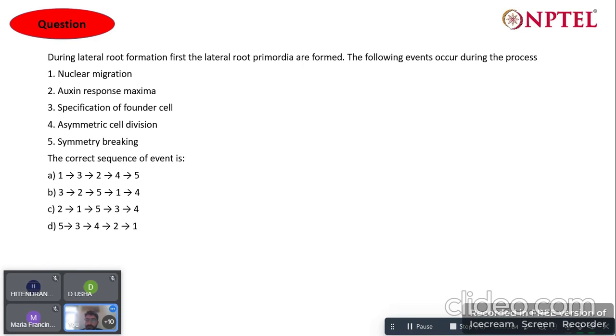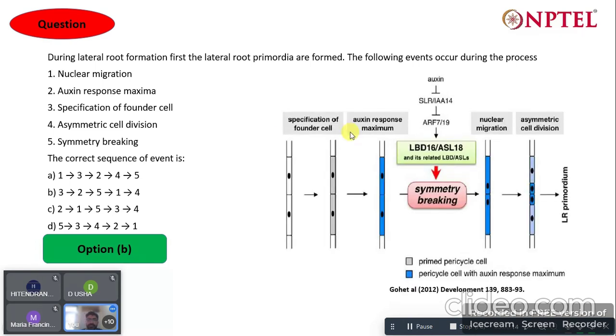So if not, yes, option B is the correct answer. And how did this happen? This is the basic formation of the lateral root primordia, and these are the pericycle cells. First they identify which cells from the pericycle itself will form the lateral root. These are called the founder cells, and this is the founder cell specification.